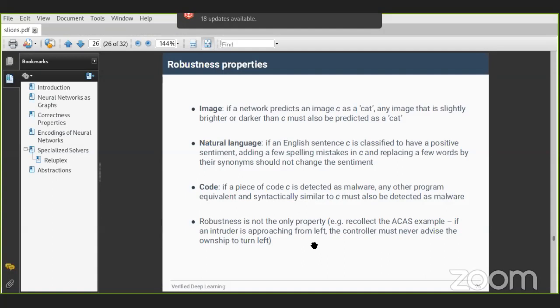There are also examples of robustness properties in natural languages. For instance, if you take an English sentence C, which is classified to have a positive sentiment.